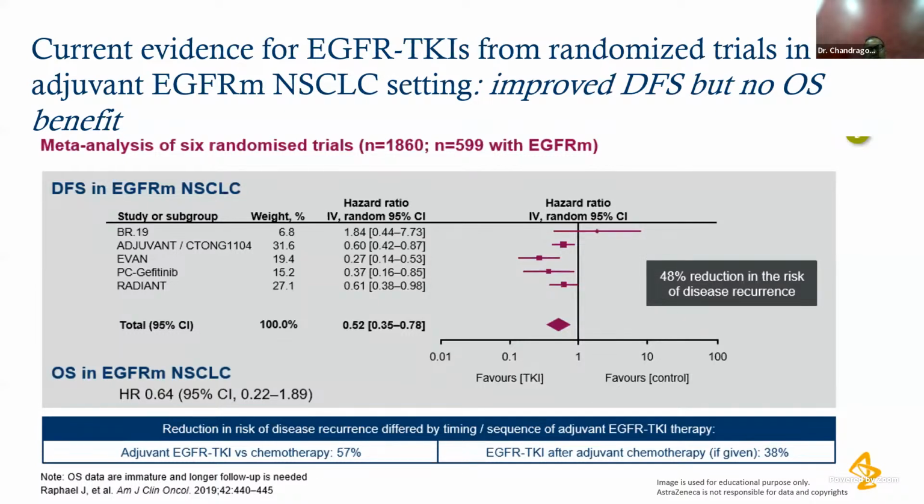You can see the diamond on the left side as far as DFS is concerned. For OS in the EGFR mutant, though the hazard ratio is 0.65, tending toward benefit, that was not the endpoint they were looking at. They all resulted in significant DFS benefit. The reduction in the risk of disease recurrence differed by the timing and the sequence of the adjuvant EGFR TKI, for example, somebody who received chemotherapy first and then the EGFR TKI. All those points were considered in this.